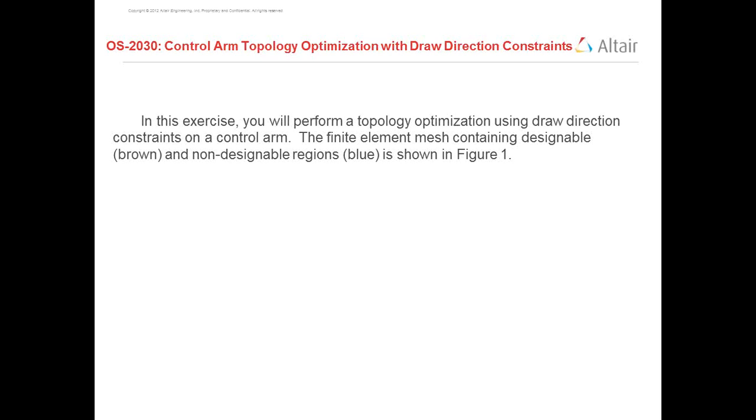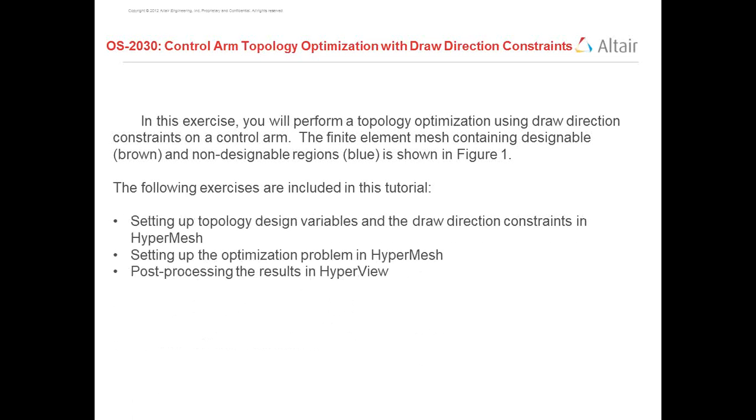So in this exercise, we'll perform topology optimization using draw direction constraint on the control arm. The finite element mesh containing designable and non-designable region is available in the model. I'll show you that. The following exercise includes setting up topology design variable and draw direction constraint in HyperMesh, setting up the topology optimization in HyperMesh and post-processing the results in HyperView. So we'll move to HyperMesh.